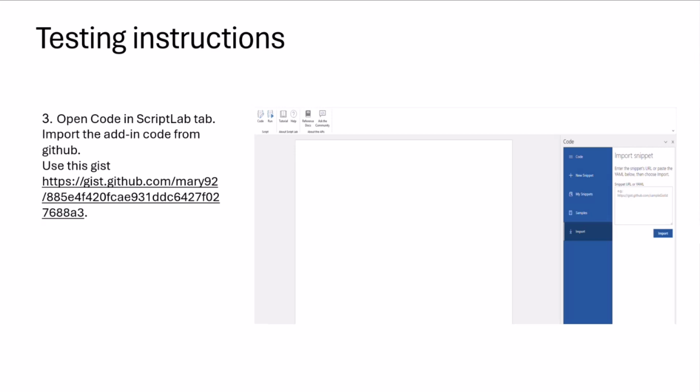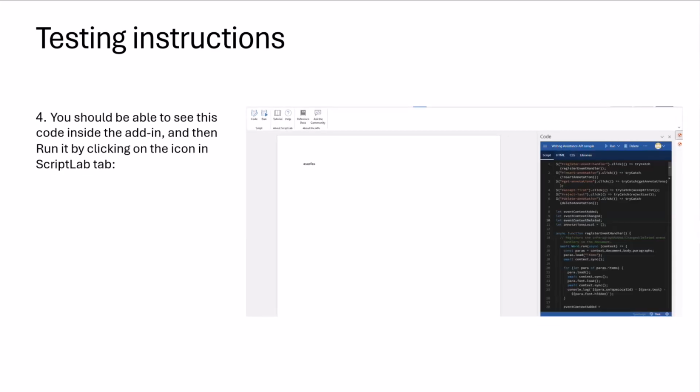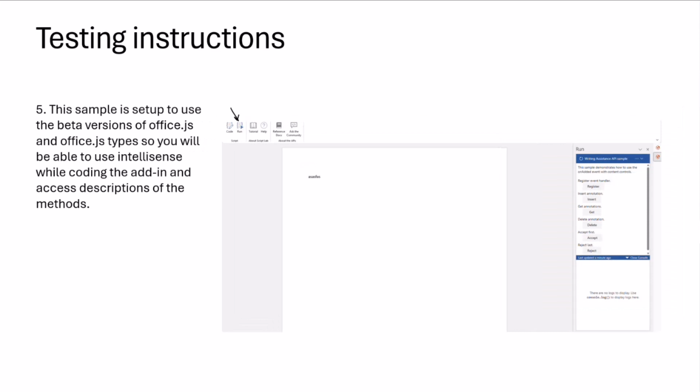When you install this add-in, you will be able to open the code in the Script Lab tab and import the add-in code from GitHub, and you have a link here. So this will help you as sort of an example. You should be able to see this code inside the add-in and then run it by clicking on the icon on the Script Lab. This sample is set up to use the beta version of Office.js and Office.js types. So you will be able to use IntelliSense while coding the add-in and access the descriptions of the methods.